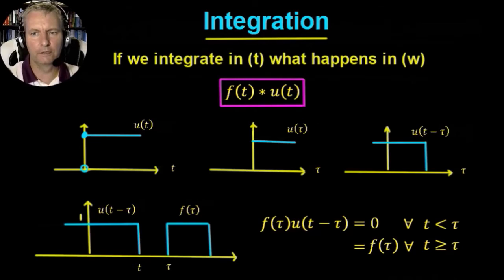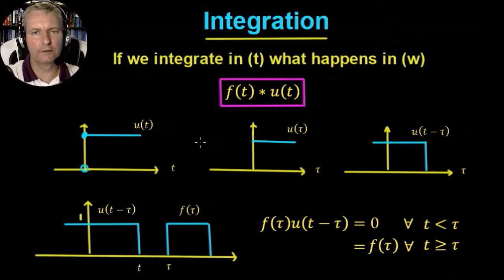So let's go ahead and we'll look at integration. Now the question we want to answer is, if we were to integrate a function in time, what would happen to that function in frequency? So in order to integrate a function, we can convolve the function with the unit step. So that's f of t convolved with u of t.